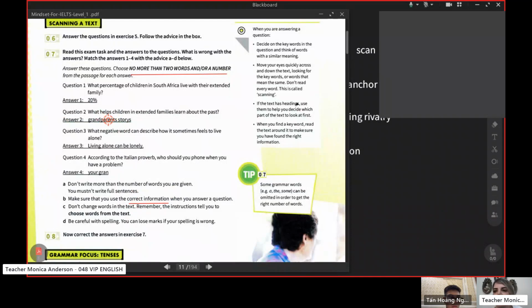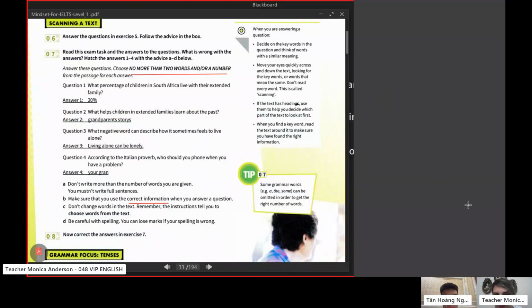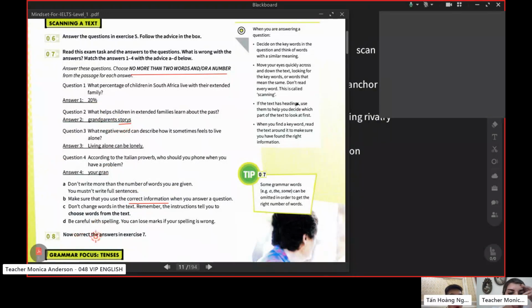Would you read? What helps children in extended families learn about the past? Grandparent stories. Which one can be? Check. What's wrong with this answer? I think that's C. Let me help. C, okay. Don't change words. No, I think that D.